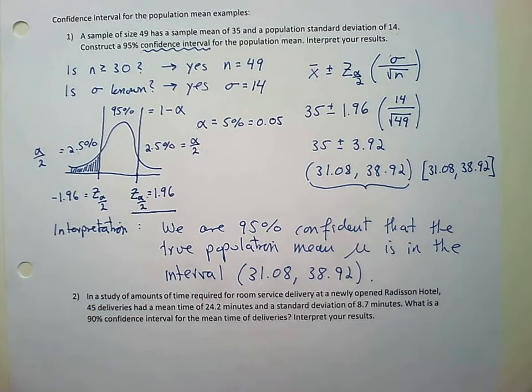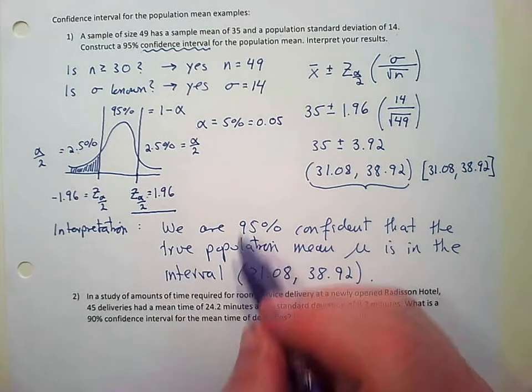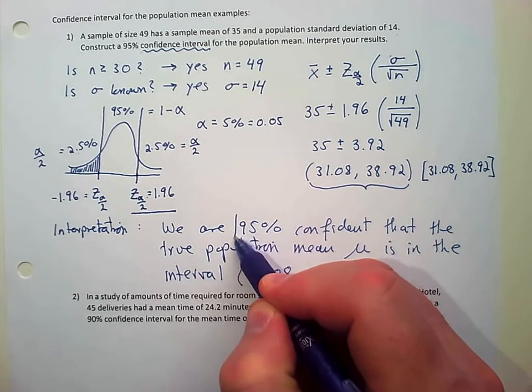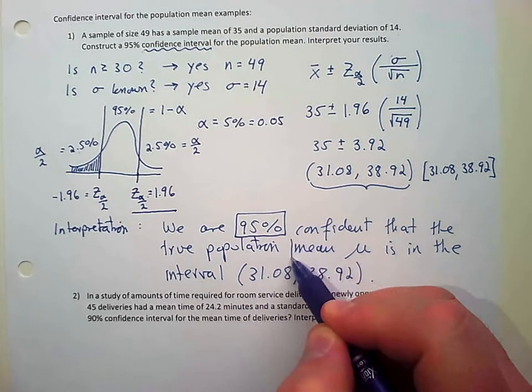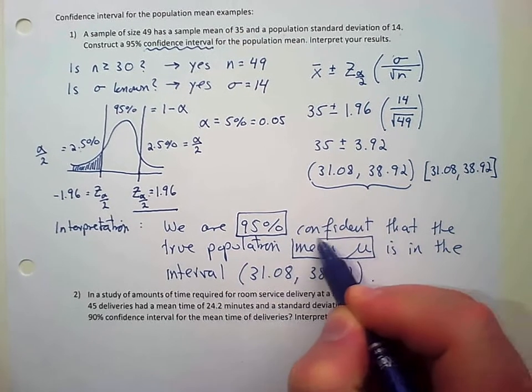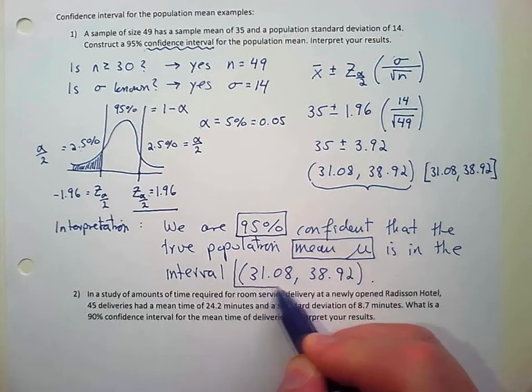Now, like I just got done saying, the wording of the interpretation is very, very specific. It says we are 95% confident that the true population mean mu is in the interval 31.08 to 38.92. What I always recommend to my class is this: if you remember this sentence, the only thing that's ever going to change in this sentence is what I'm putting in a box.